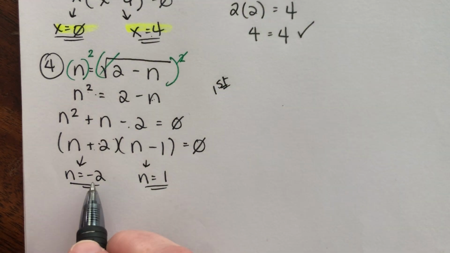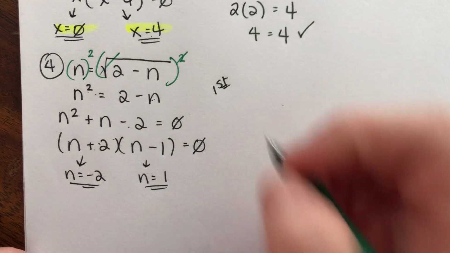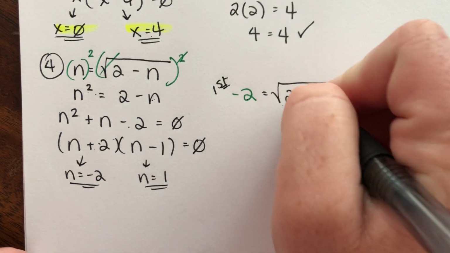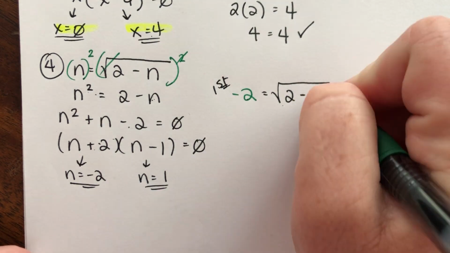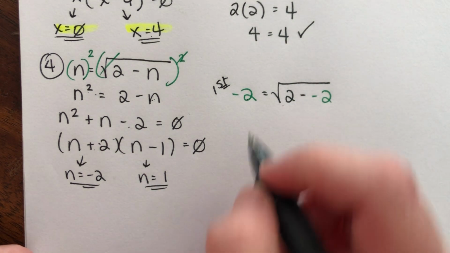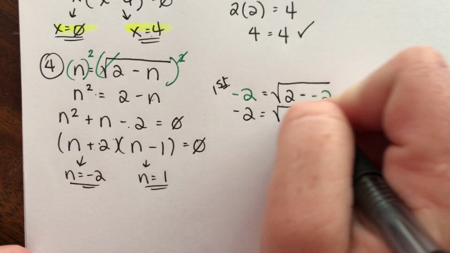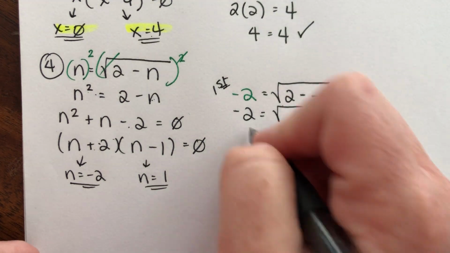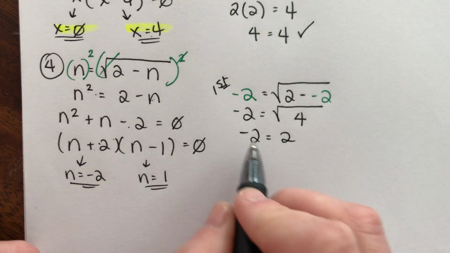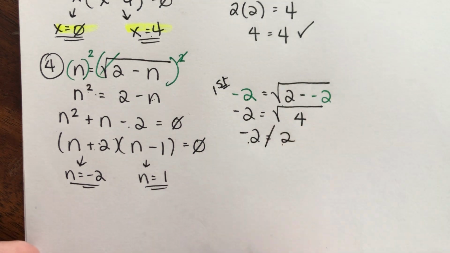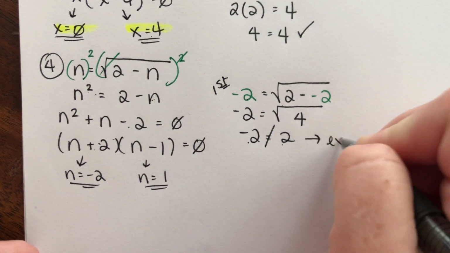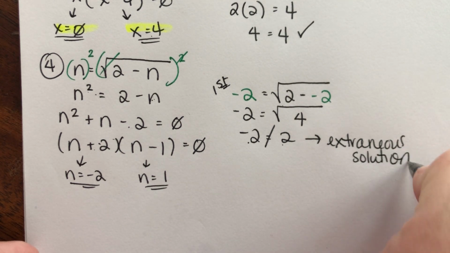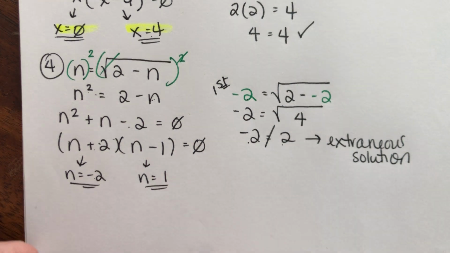So first, I'm going to start with -2. So I'm going to have -2 equals the square root of 2 minus -2. Okay, then I can simplify. So that's -2 equals the square root of 2 minus -2 is really 2 plus 2, which is 4. And the square root of 4 is 2. And -2 is not equal to +2. So this is an extraneous solution. We solved and we got -2, but it doesn't work when we plug it back in.